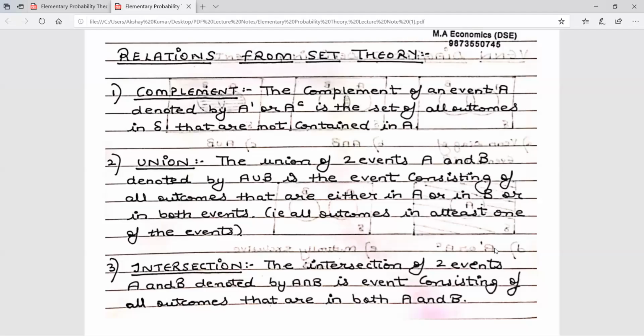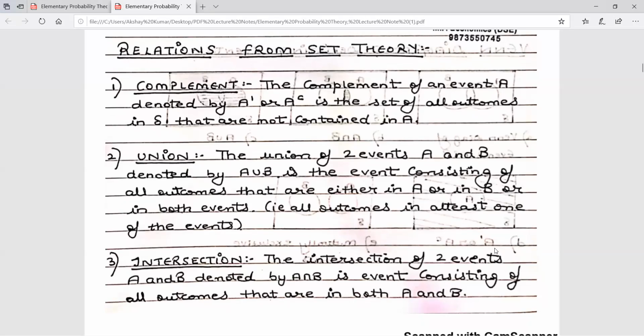Okay, then the next thing, relations from set theory. So we are now combining set theory with probability. Okay, so let's look at the following terms. What is meant by complement? All these terms we have done in set theory also. We are revising them and we are now adding probability to it.